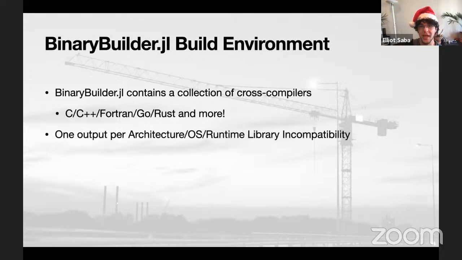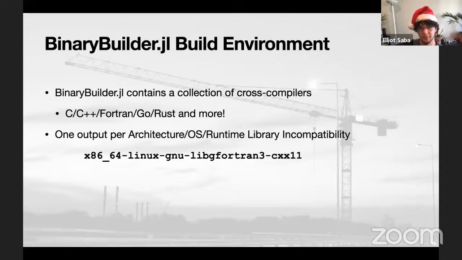We create one set of output, so one tarball per architecture, operating system, and runtime libraries in all the different ways that they can be incompatible. As an example, when we name the output, it's going to be named something like this: x86_64-linux-gnu-libgfortran3-cxx11. We call this a platform triplet, even though there are more than 3 terms here. Most other people only use 3 terms, but we keep on adding terms because we keep on finding new ways that binaries can be incompatible.